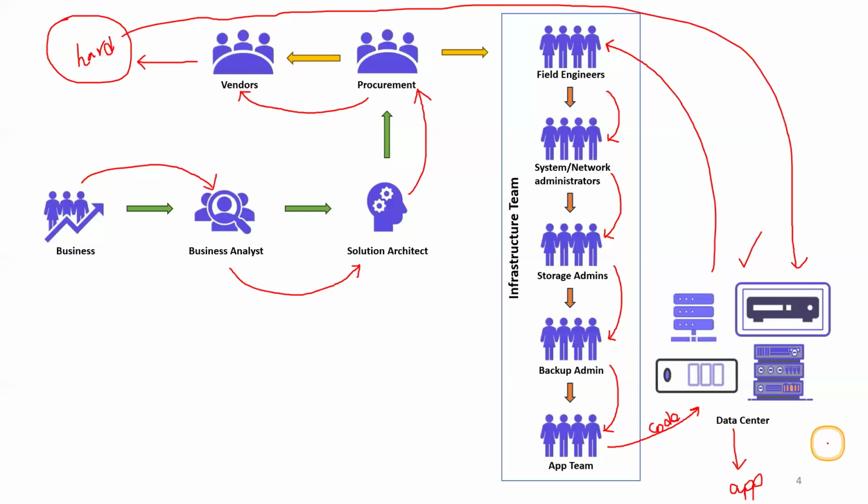Can you guys tell me what are the challenges that you are seeing in the traditional model by looking at this particular architectural diagram or a traditional working model? What are the challenges that you guys are seeing? Time and cost. Correct, correct.